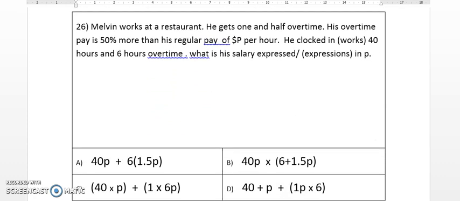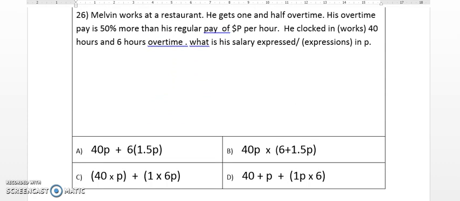Next one. This question. Melvin works at a restaurant. He gets 1.5 overtime. His overtime pay is 50% more than his regular pay of P dollars per hour. He clocked in 40 hours. So here 40 hours, and 6 hours. If you see the word 'and', you must put a plus. Here 40, put 40. Here 6, put 6. Now what you need to do is look at 40P. This one you have to combine them together. This P, put here.